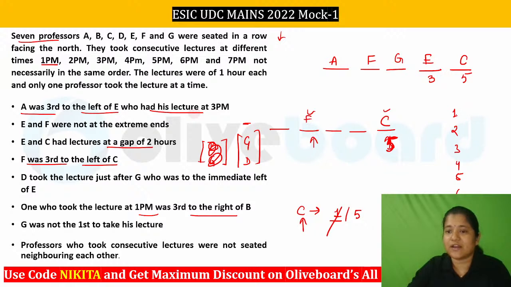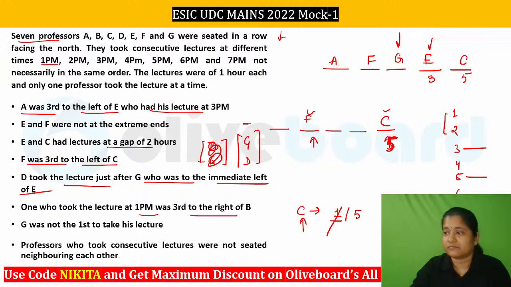So you can see that 1 and 2 can be a possibility, but it was given that G was not the first person to take the lecture here. You cannot have 3 for G or D, and similarly you cannot have 5 for G or D, right? Because that is already taken at this one. Why is G not at the left end? G can be there, but we have to place E, right? It was given here that D took the lecture just after G. G was towards the immediate left of E. So because E is there, that is why G will be here. Okay, so that is how we have placed your G.